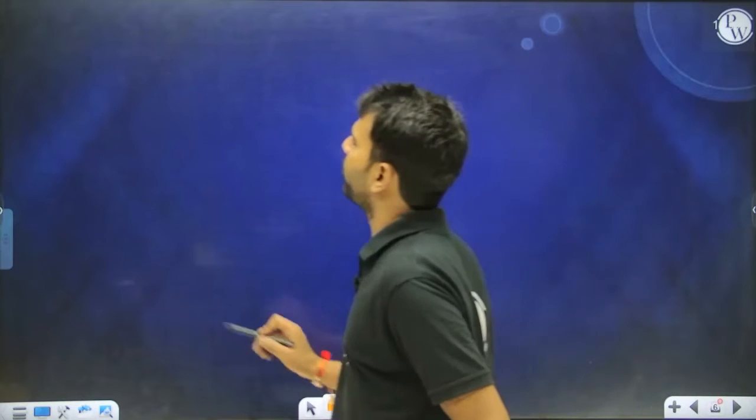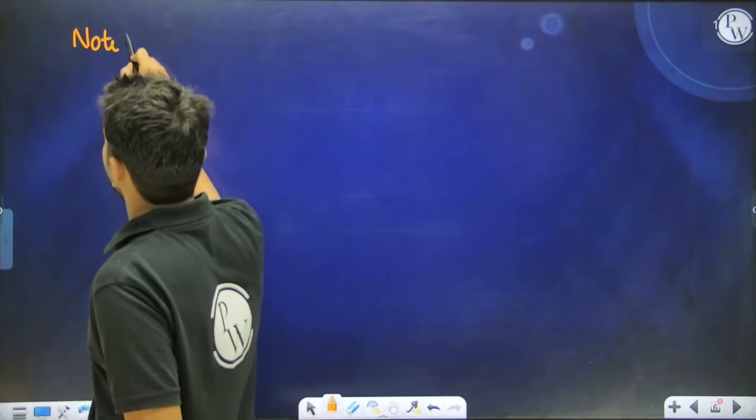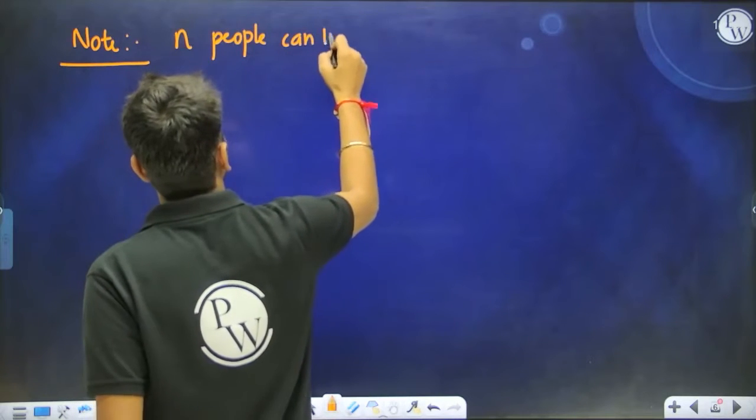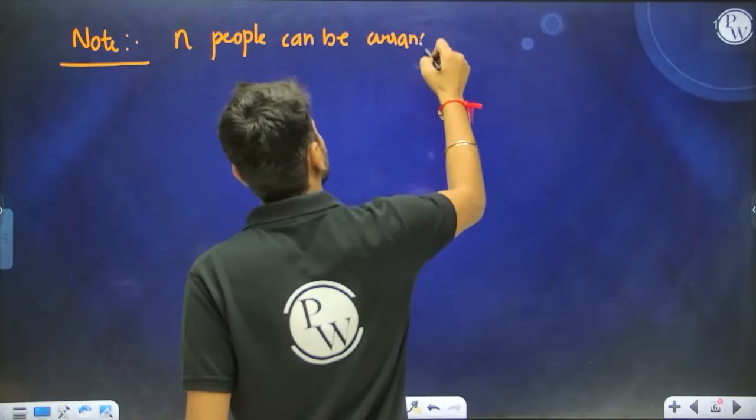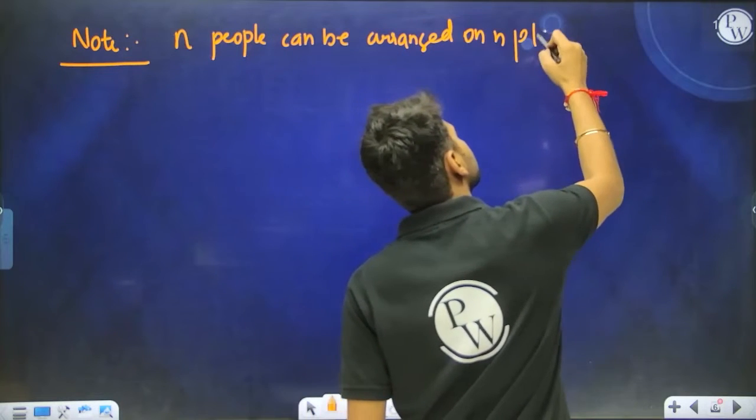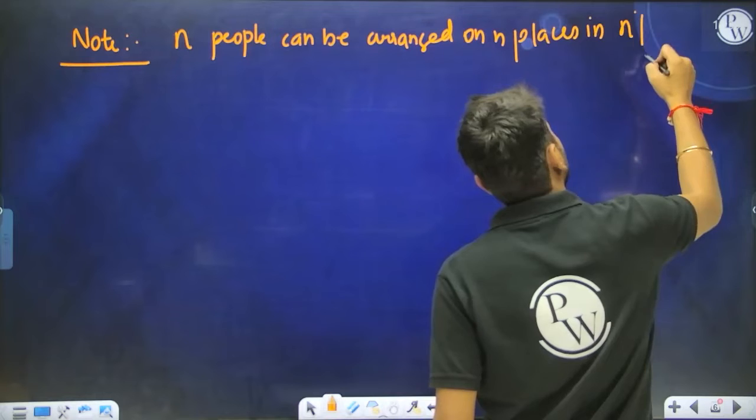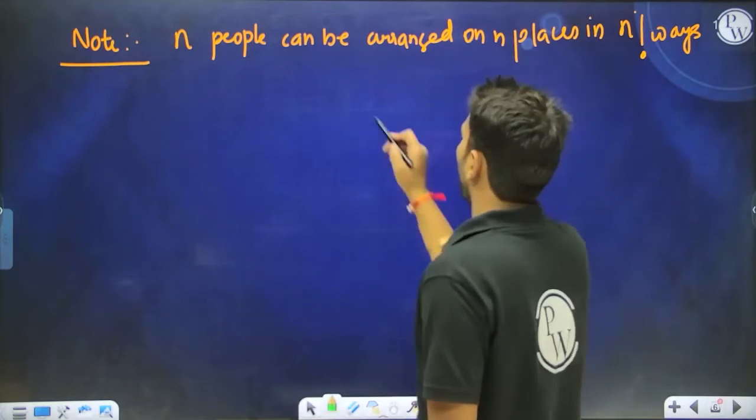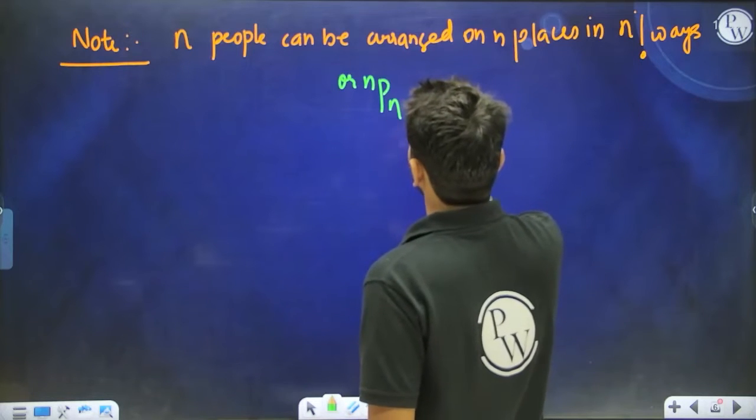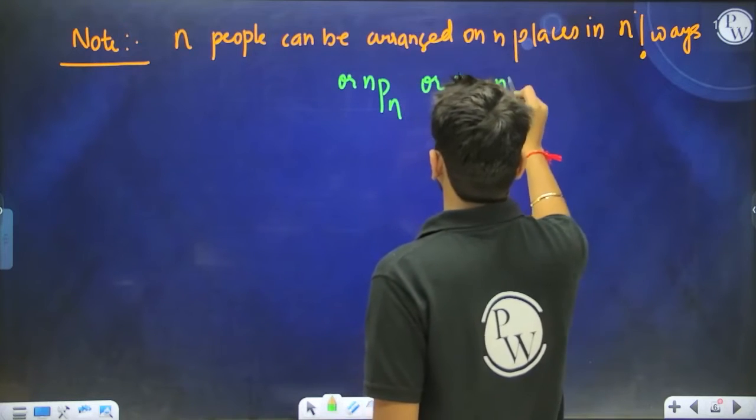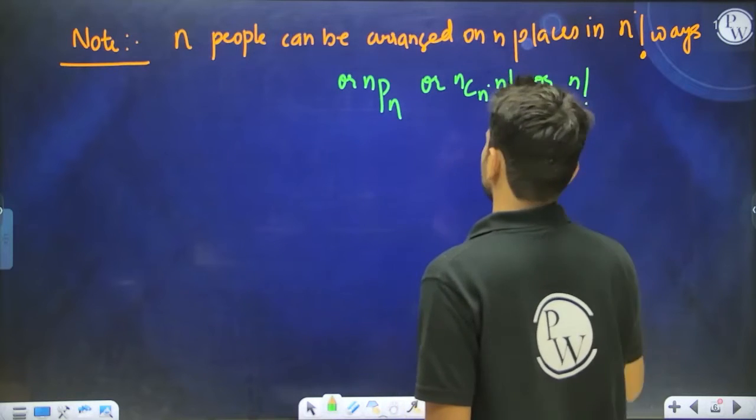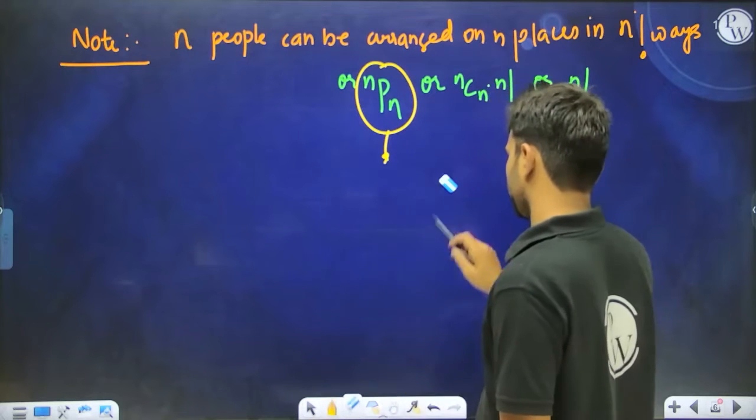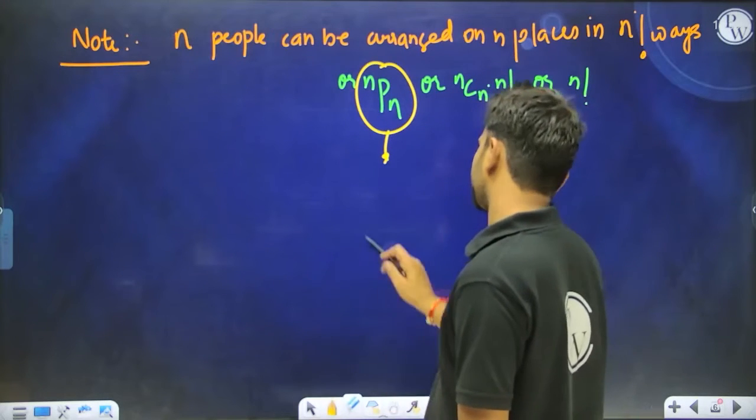Okay, let me tell you one thing over here, a very important note: n people can be arranged on n places in n factorial ways. Or we can also say it as nPn, or we can also say it as nCn into n factorial. They are all the same because nPn is nothing but equal to n factorial only. These are all same things.